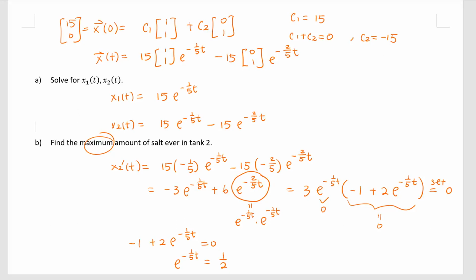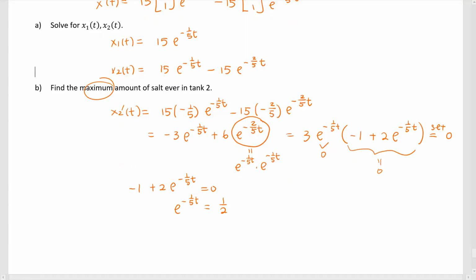Let's take ln on both sides. So minus 1/5 t is ln of 1/2. And that's the same as ln of 2 to the minus 1. That's the same as minus ln of 2. Then multiply both sides by minus 5. We get t equals 5 ln of 2. Okay, so this is the critical point.